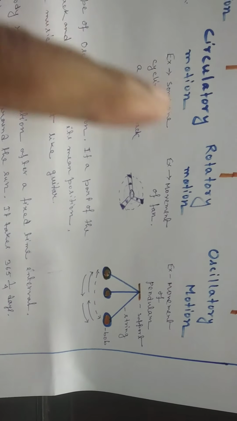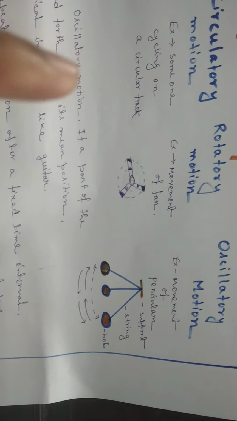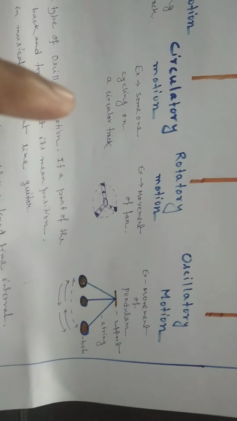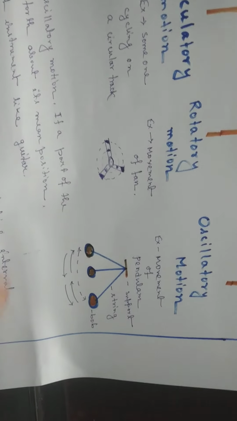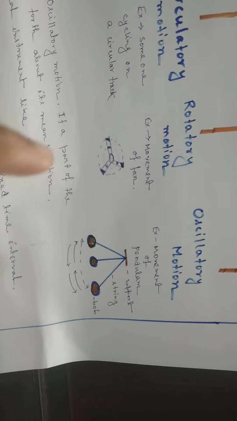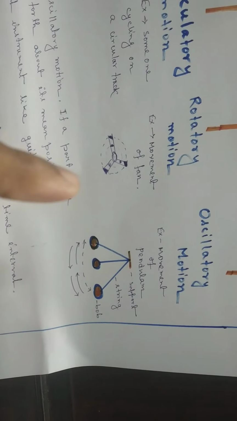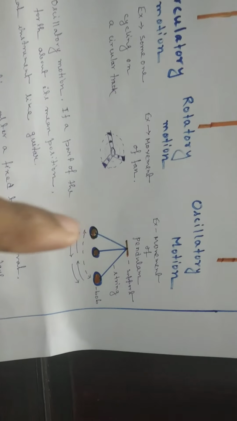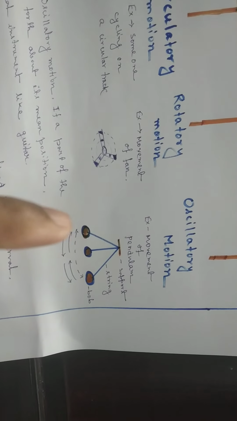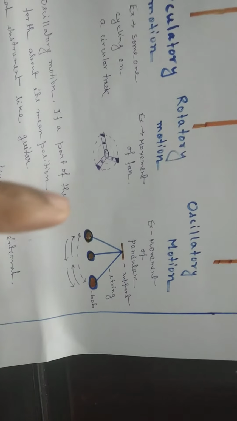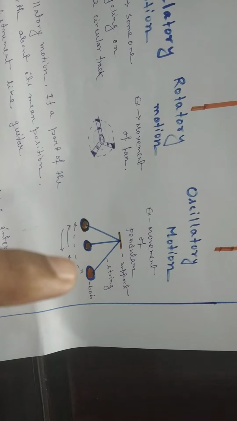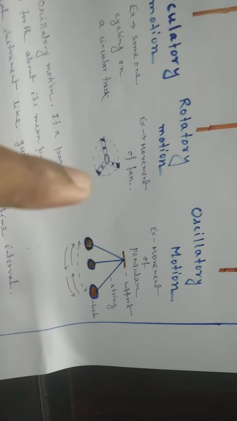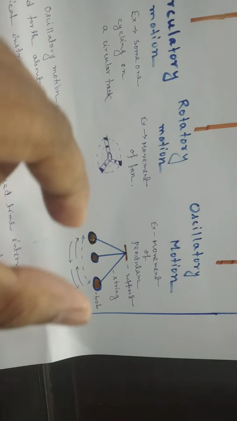The object covers a circular path. In circulatory motion, every part of the object covers the same circle, but in rotatory motion, the object moves along an axis, and different parts of the object follow different circles. But in oscillatory motion, the object does not follow the whole circle. It is a fixed path.